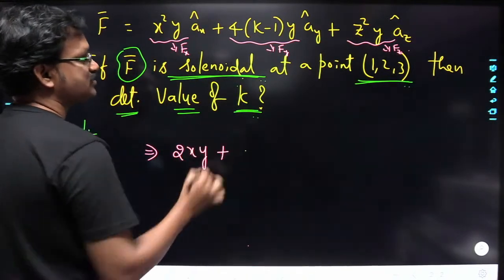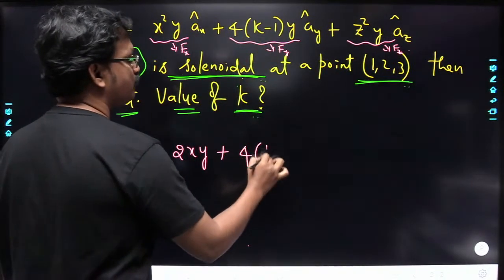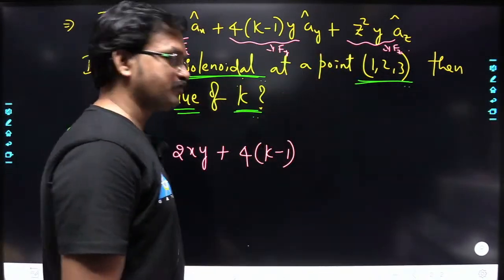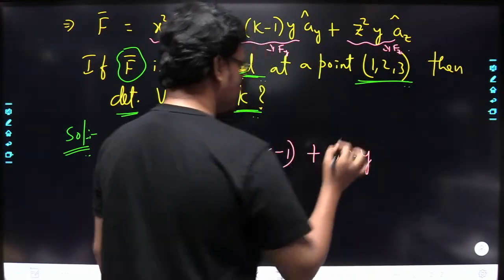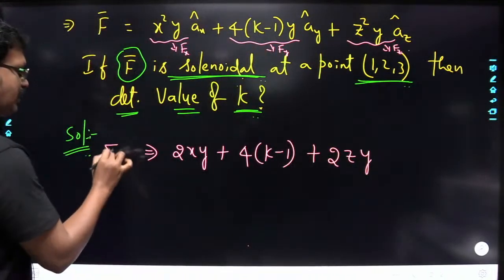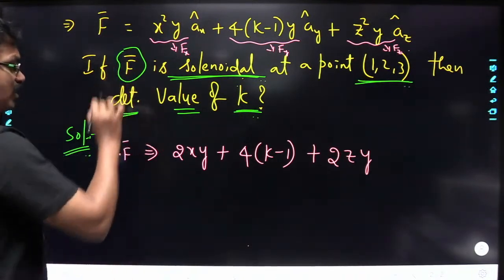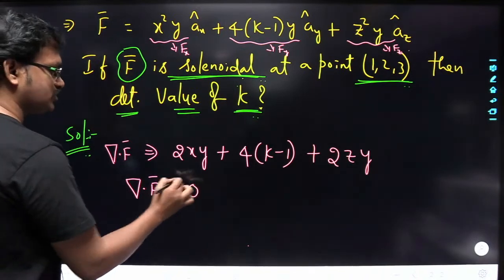What you are going to get is 2xy. Plus take the y component and differentiate with respect to y. What you are going to get is 4 into k minus 1. Take the z component and differentiate with respect to z. What you are going to get is 2zy. So this is nothing but divergence of f bar. They said that f bar is solenoidal, that means divergence of f bar must be equal to 0.